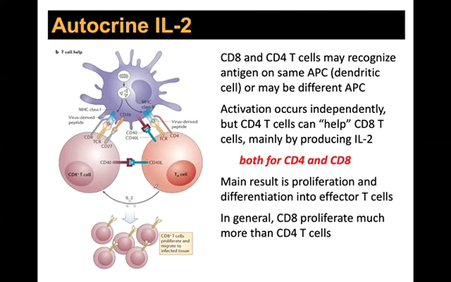Now for both CD4 and CD8, the main result of activation is proliferation. Whenever these cells proliferate, they're differentiating into effector T cells. Now, if you've ever heard of CD8, CD4 inversion as an indicator of an immune response, what that says is that CD8 T cells are proliferating much more than CD4 T cells. And so you get more CD8 cells than CD4s, and that's suggestive that there is a response going on.